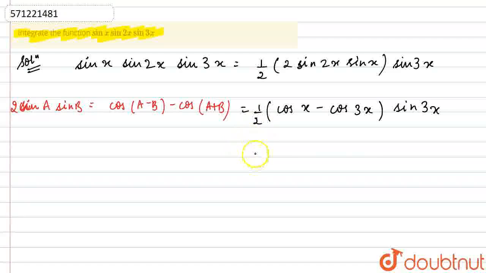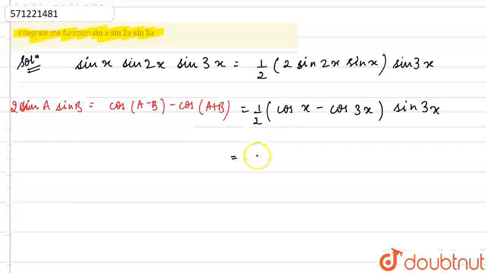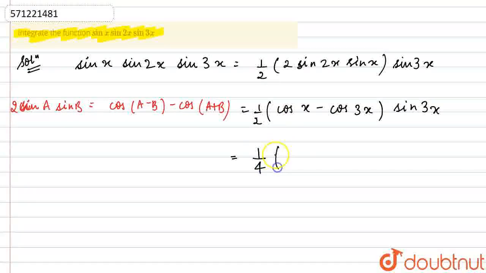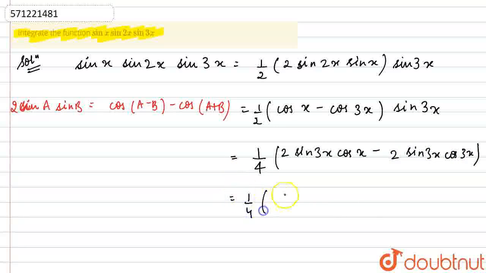So what I'll do here is simply multiply sin 3x, and I'll multiply by 2 here. So this will become 1 by 4, 2 times sin 3x into cos x minus 2 times sin 3x into cos 3x.